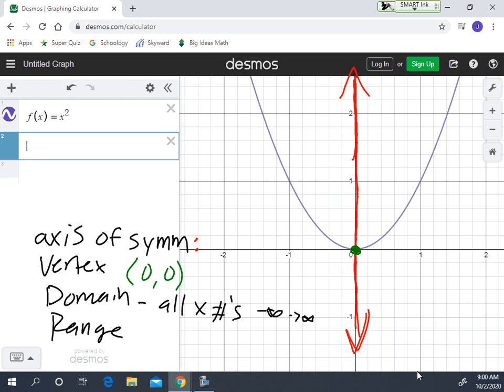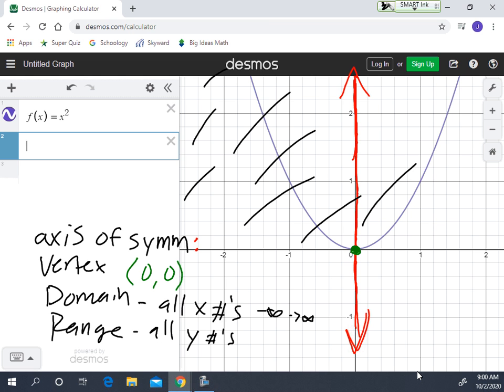Our range is all of our y numbers. In this graph, the y numbers start at 0 and they all go up. So y is greater than or equal to 0. Okay, let's do another example.